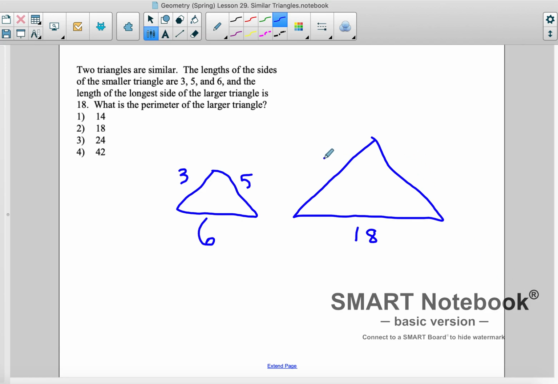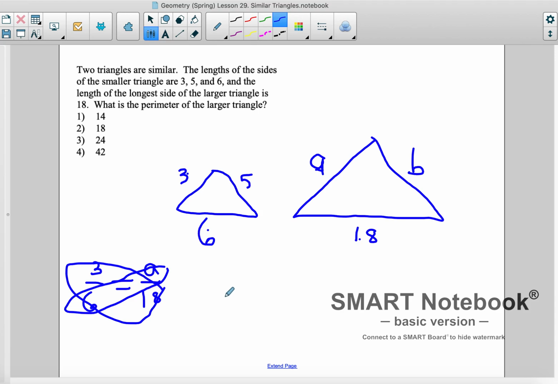All right, well, we're going to want to find out these other sides, so let's just call them A and B. And I know that if I set up a proportion, 3 over 6, right, piece of the small, other piece of the small, and then corresponding parts in the big, should be the same thing as A over 18, right? We're going to cross multiply, and we get 6A is equal to 3 times 18, which is 54.